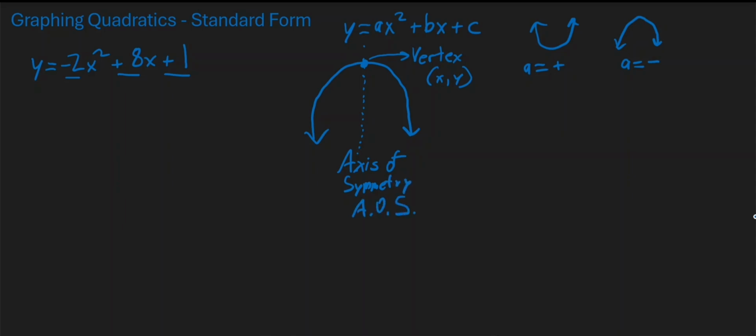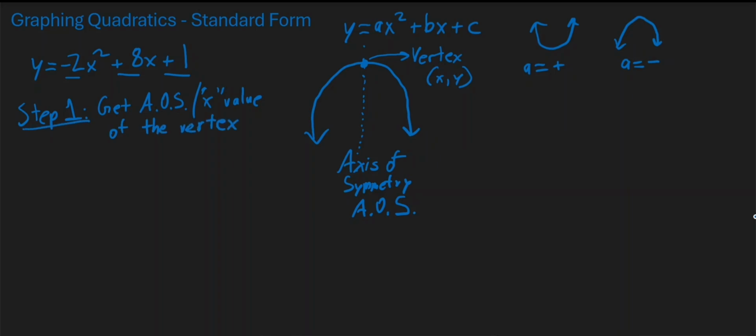All right, so the axis of symmetry has an equation, and the equation for it is x equals negative b over 2a. And that's our very first step. The first step for graphing would be to get, so let's write that down. Step 1 is to get the axis of symmetry. And by getting the axis of symmetry, we also obtain the x value of the vertex.